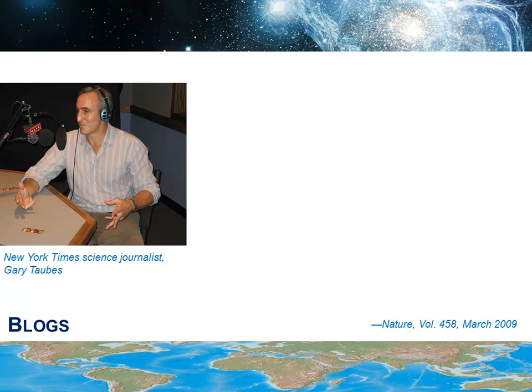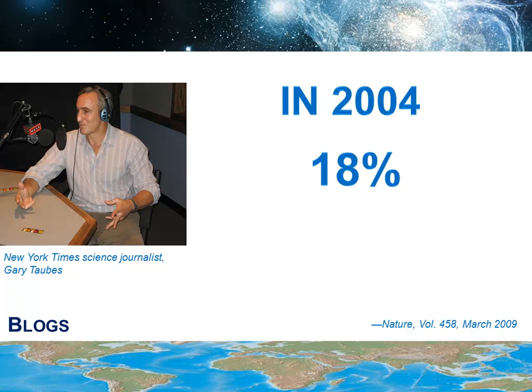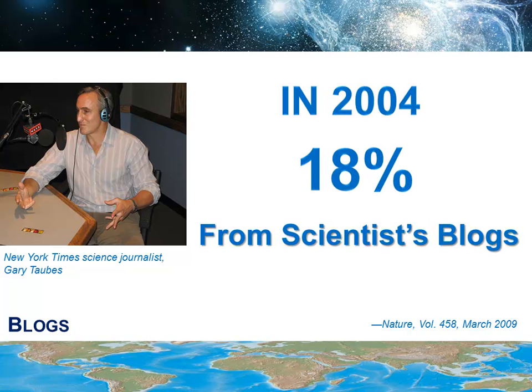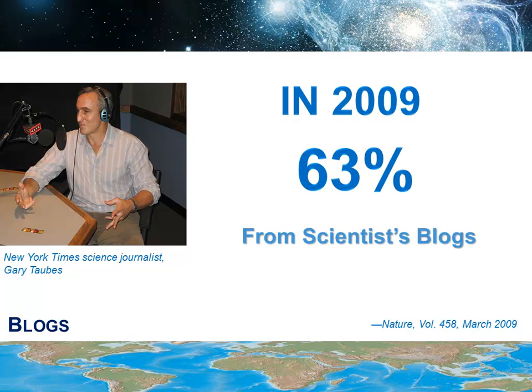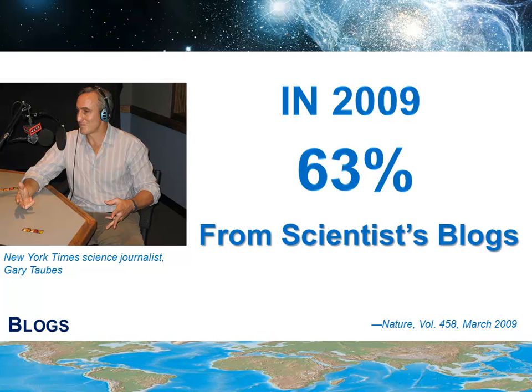With the evolution of the internet, another source for science news has quickly gained ground: scientists' personal blogs. In 2004, 18% of journalists got their story ideas from scientists' personal blogs. In 2009, 63% of journalists got their story ideas from scientists' blogs.